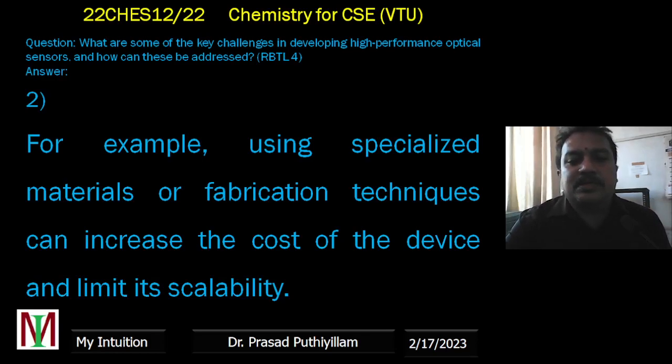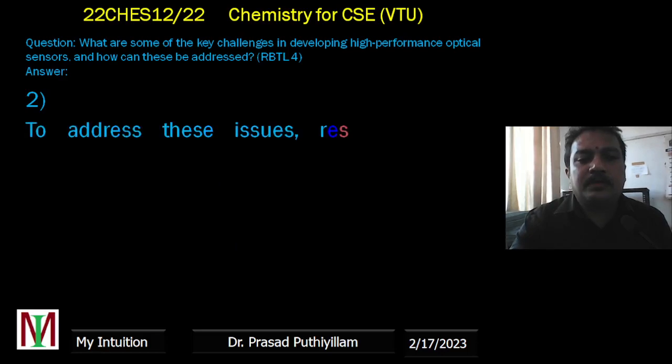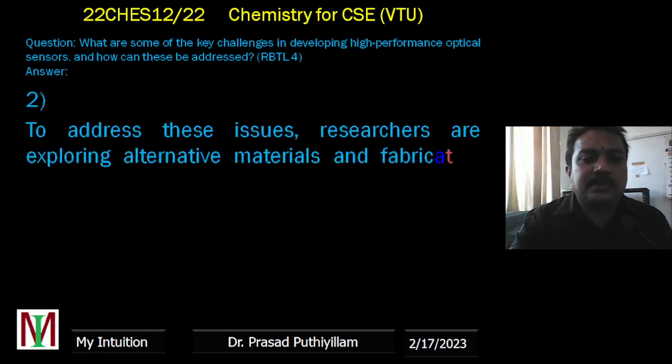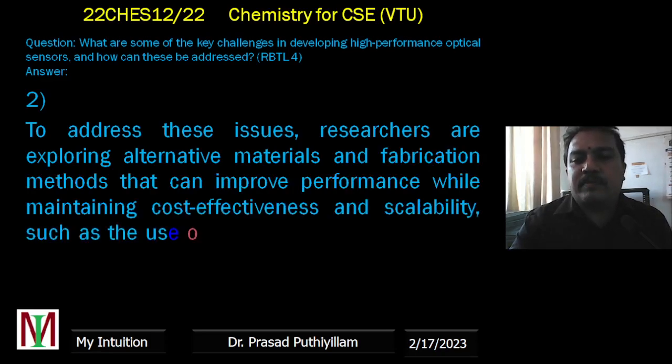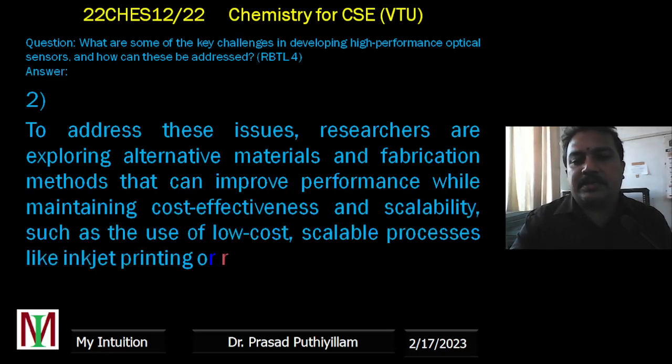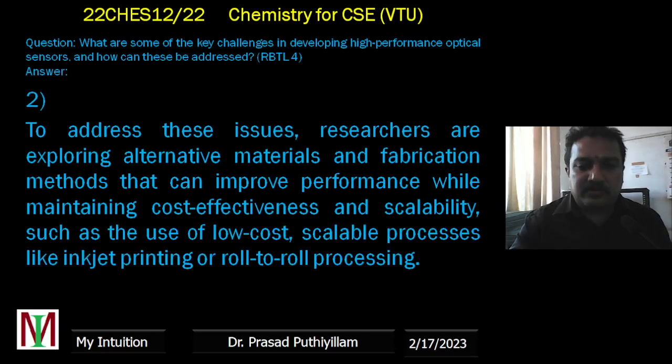For example, using specialized materials or fabrication techniques can increase the cost of the device and limit its scalability. Scalability means losing its accuracy. Okay. To address these issues, researchers are exploring alternative materials and fabrication methods that can improve performance while maintaining cost effectiveness and scalability, such as the use of low cost scalable processes like inkjet printing or roll-to-roll processing.